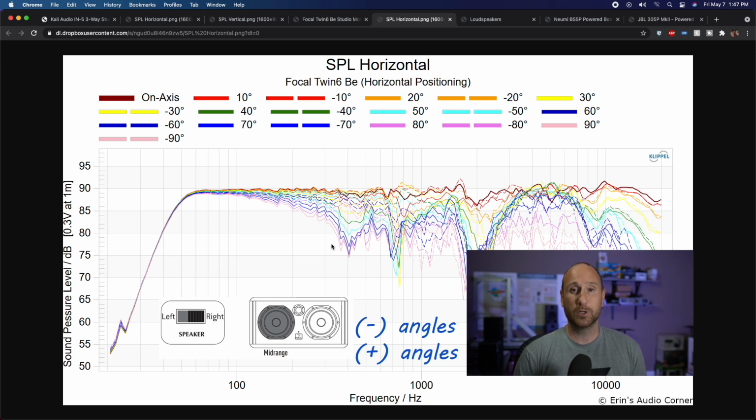But as somebody who is experienced at looking at this kind of data, I can assure you I thought the exact same thing. The reason for that is this is what they call a 2.5-way design. It's kind of like a modified 3-way design where you have a mid bass playing a certain frequency range and you have a mid range playing a certain frequency range, but the mid range and the mid bass overlap a little bit to give extra bass output. And then you have the tweeter coming in at a higher frequency.